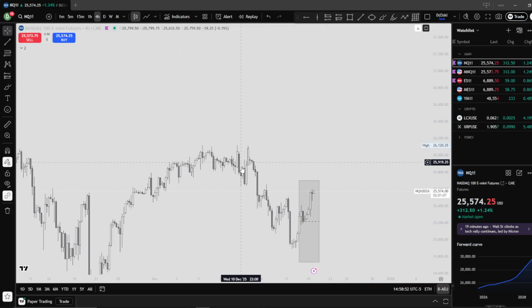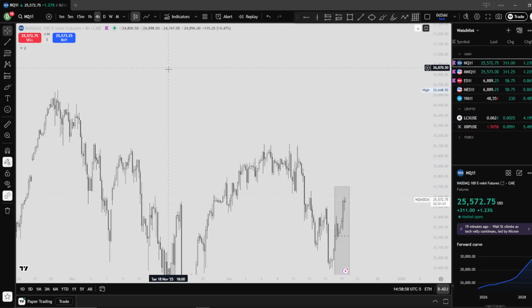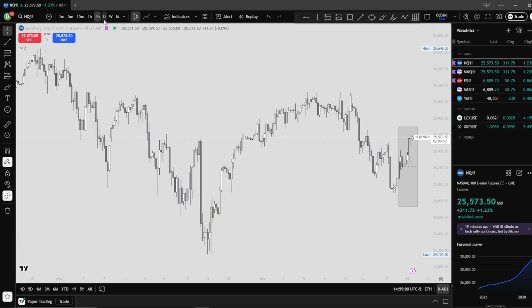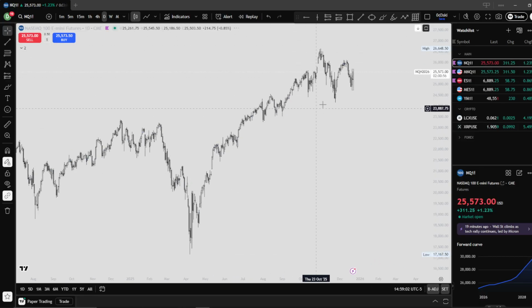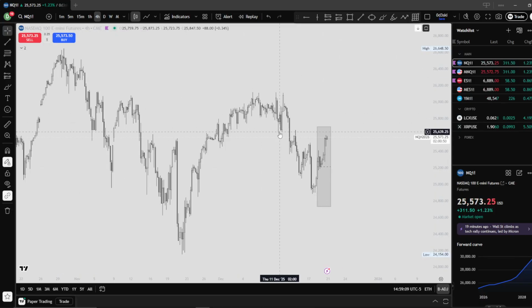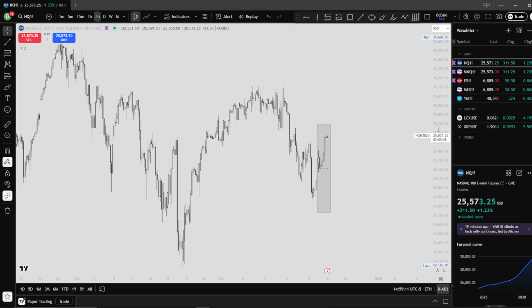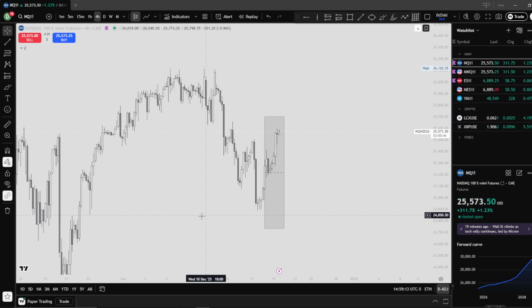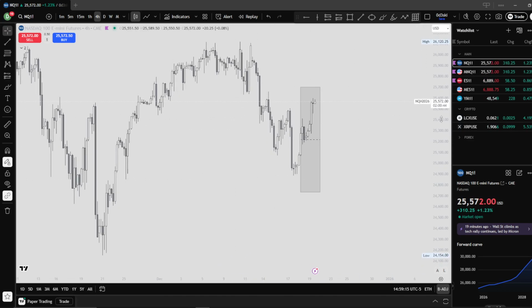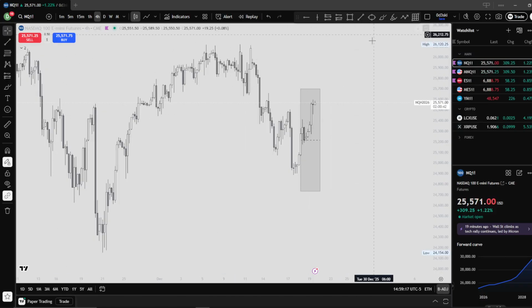We need to keep in mind that the higher time frame is pointing to bullish, even though yes, we had this nice little sell off since the beginning of the week. We still need to keep in mind that the higher time frame is bullish. You see, we're near all-time highs, so we can expect price to keep on wanting to take out these highs, right? Until proven otherwise.